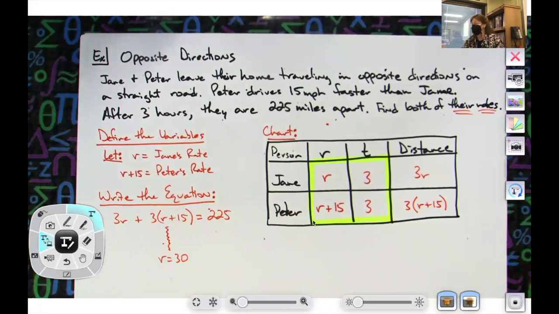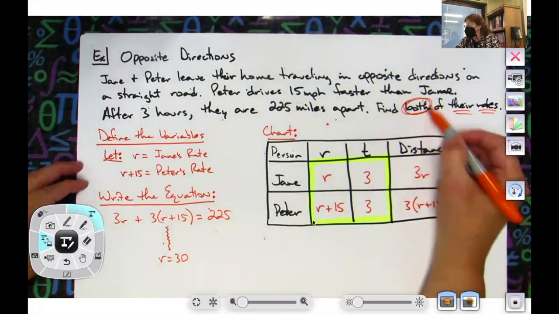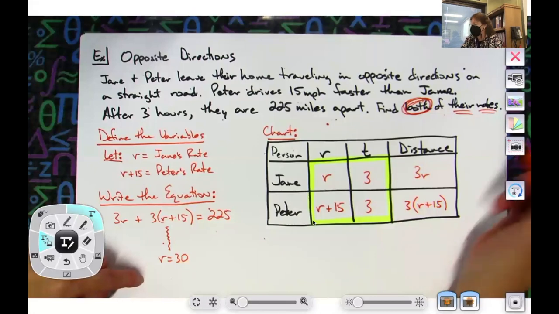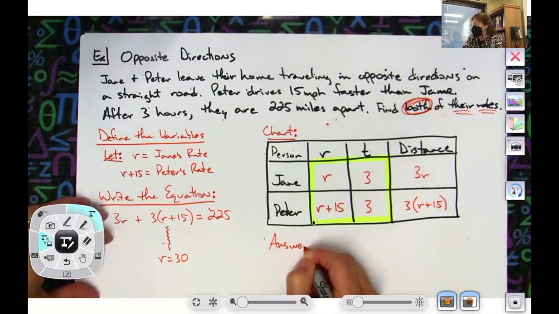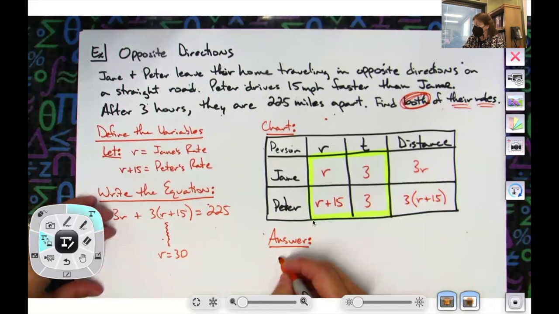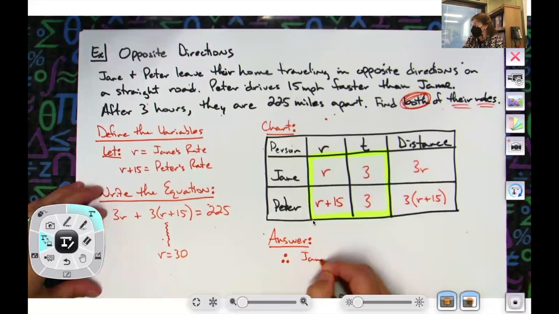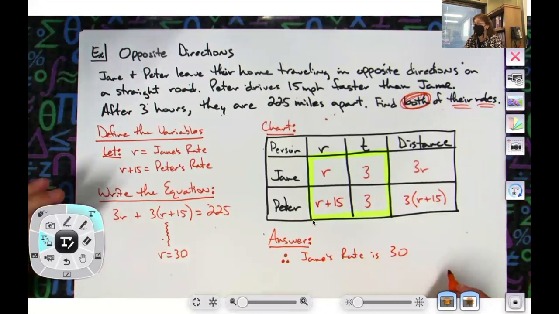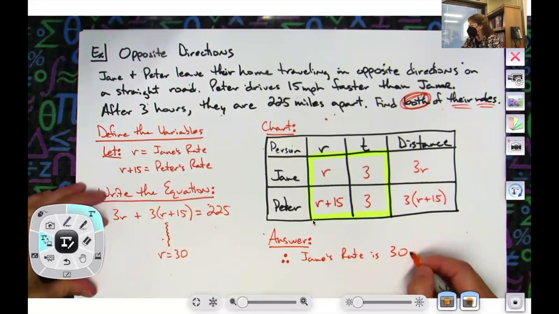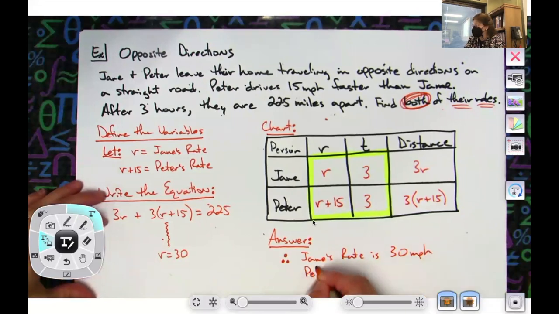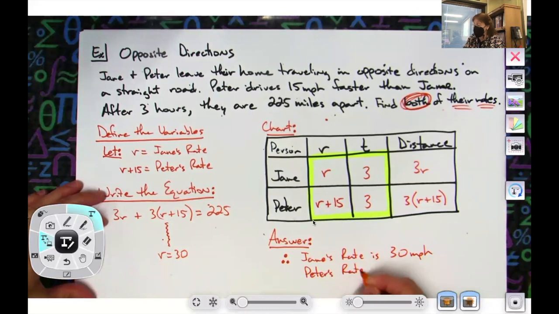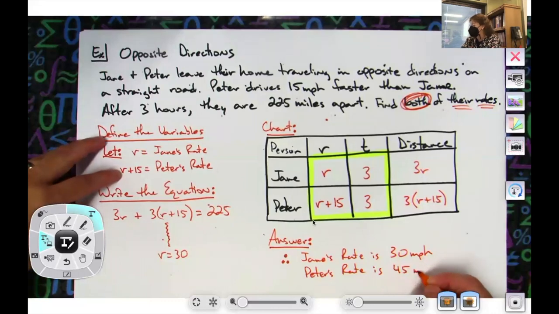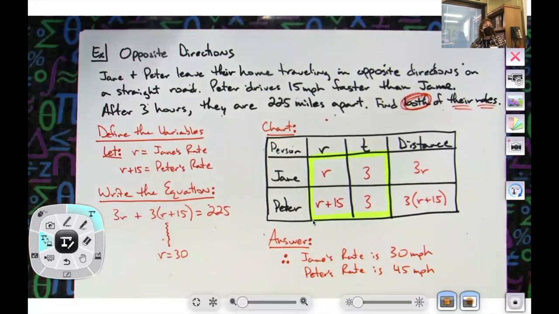So, question, come back up. Find both of their rates. So this time they want you to find both their rates. So is 30 one of my answers? It is, right? So as my answer, I could draw a little conclusion here. I could write it in sentence format, or I could say, therefore, Jane's rate is 30 miles per hour. And then I could say Peter's rate is, let's go back up here, plug it back in, add 15, 45 miles per hour. I've drawn a conclusion.